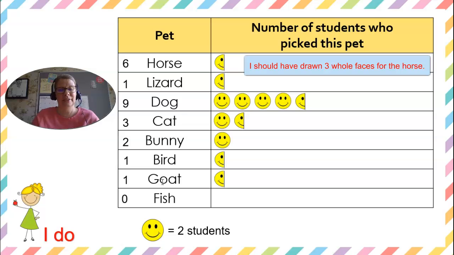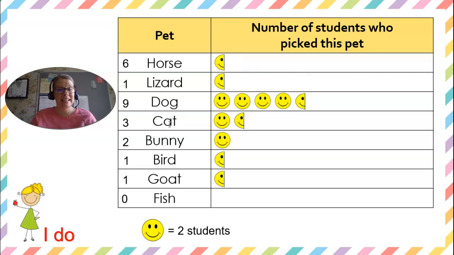One student voted for a goat, and I couldn't make a whole smiley face, so I just cut that smiley face in half. 3 people picked a cat, so I could pick one whole smiley face because that equals 2. And then I have to do a half to represent 3. And then the dog was 9, so since this represents 2, remember we can count by 2s. 2, 4, 6, 8. And then we can only add half of 1 to represent that 9th student. Did yours look like mine?